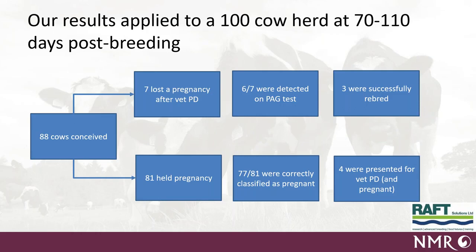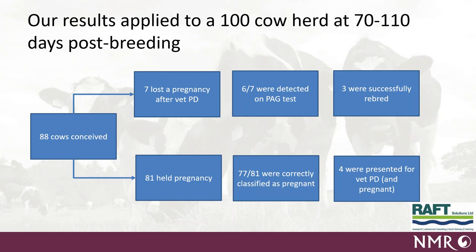At that time, 7 lost a pregnancy after ultrasound pregnancy diagnosis. Pregnancy diagnosis was done by the vet at around 28 to 35 days, so early pregnancy diagnosis. Going in at 70 to 110 days with the PAG test, the PAG test was detecting 6 of those 7 cows that lost a pregnancy.